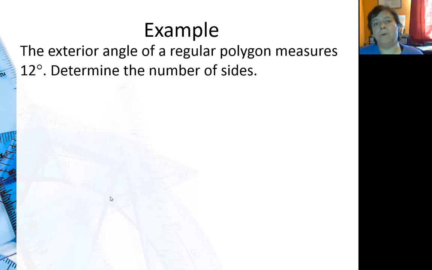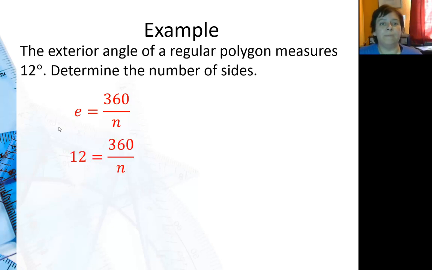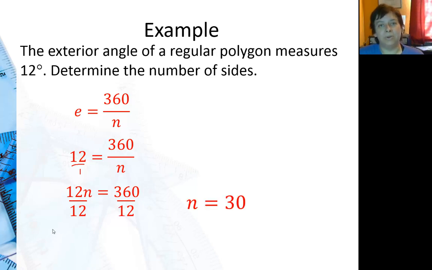The interesting part is I can also find the number of sides if I know the exterior angle. So I start with the same formula, but instead of substituting in for n on the right side, which is what you're used to doing, I'm substituting in for the angle E on the left side. Remember, we can use both sides of an equation. So 12 is 360 divided by n. Then I can cross multiply, and I'll get 12n equals 360. Divide both sides by 12, and I get n is 30.